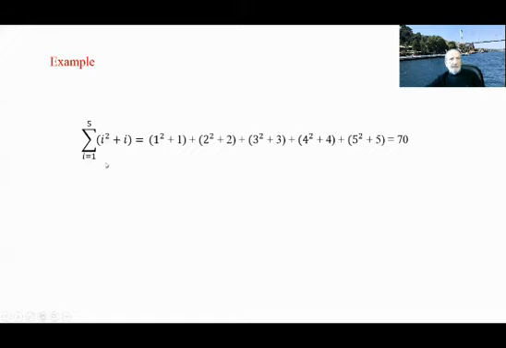Here's an example. We need to do the summation from i equals 1 to 5 of i squared plus i. So what you need to do is replace i by 1, and then by 2, 3, 4, and 5, and add them. So you get 1 squared plus 1, 2 squared plus 2, 3 squared plus 3, 4 squared plus 4, 5 squared plus 5. You add them, and you get 70.